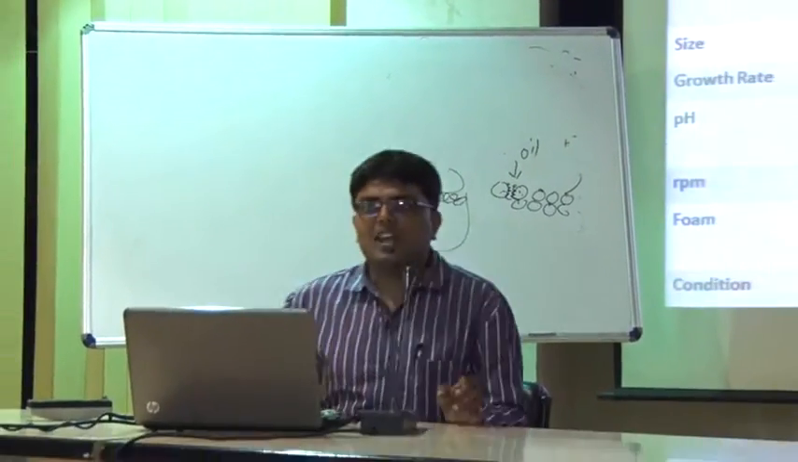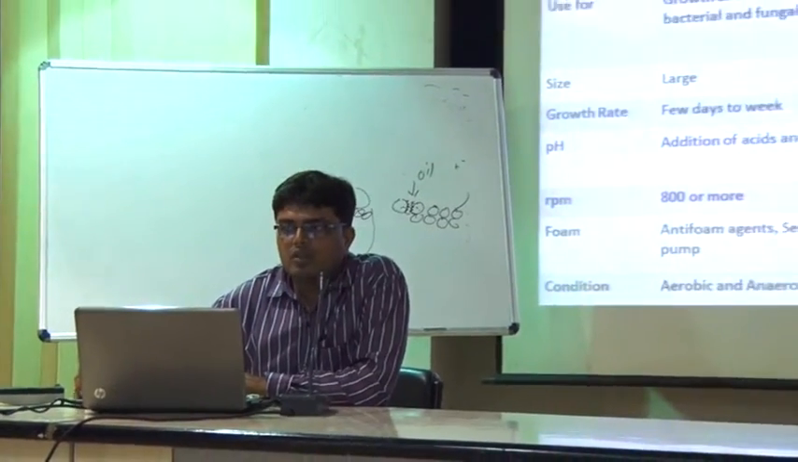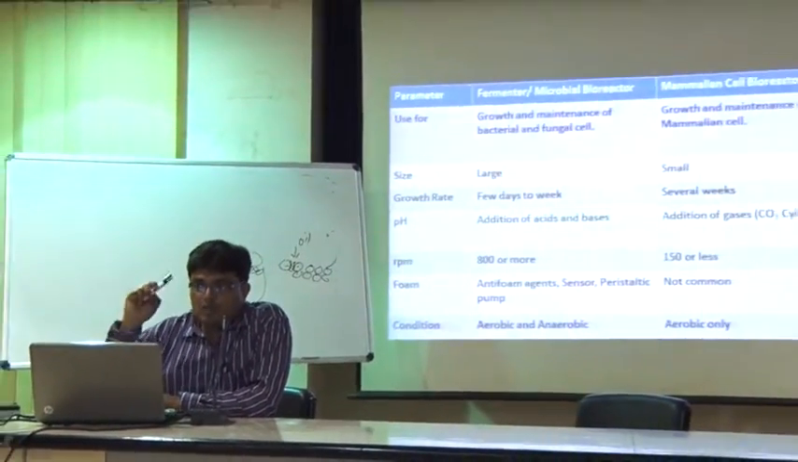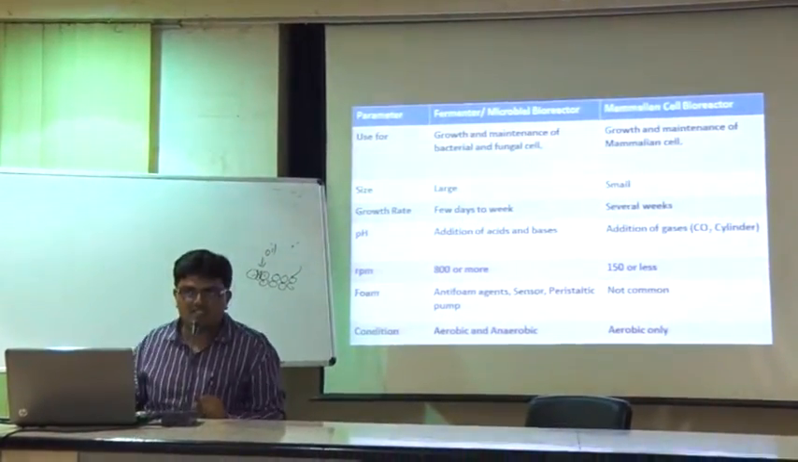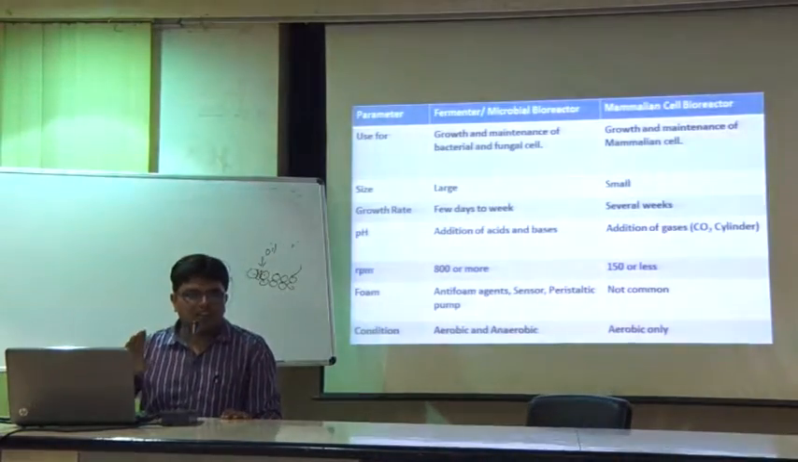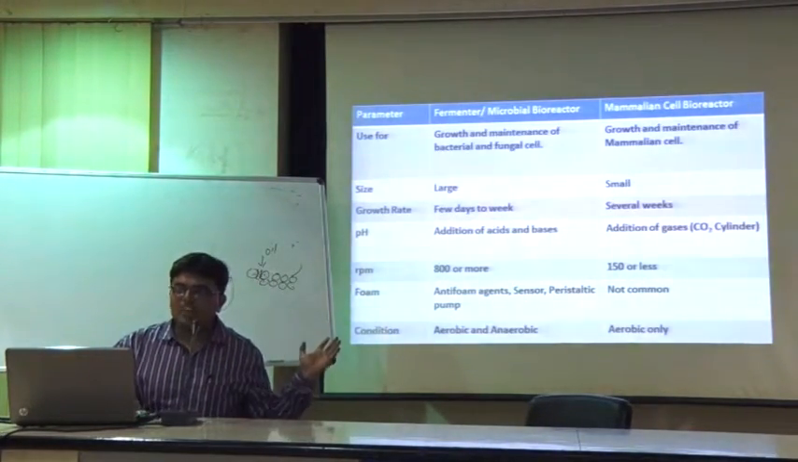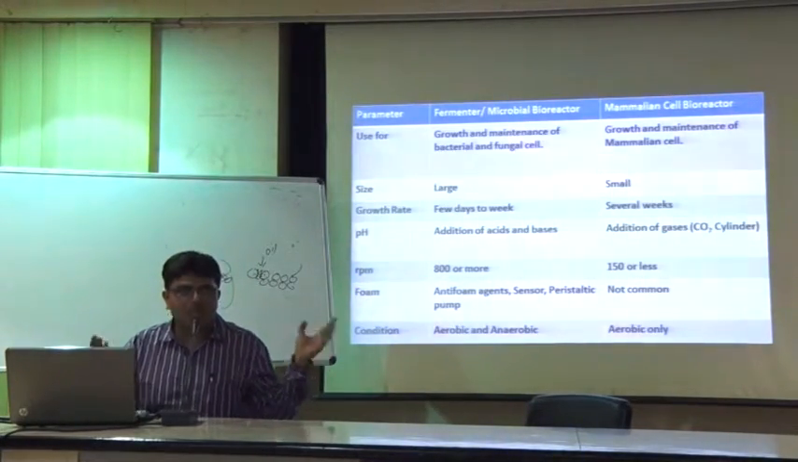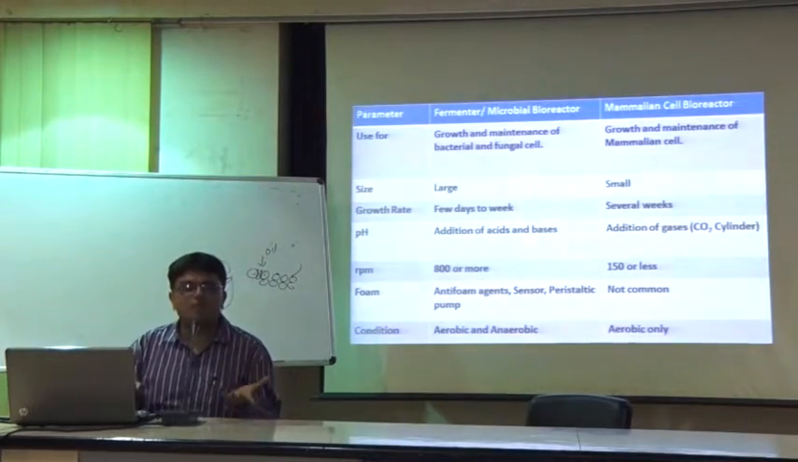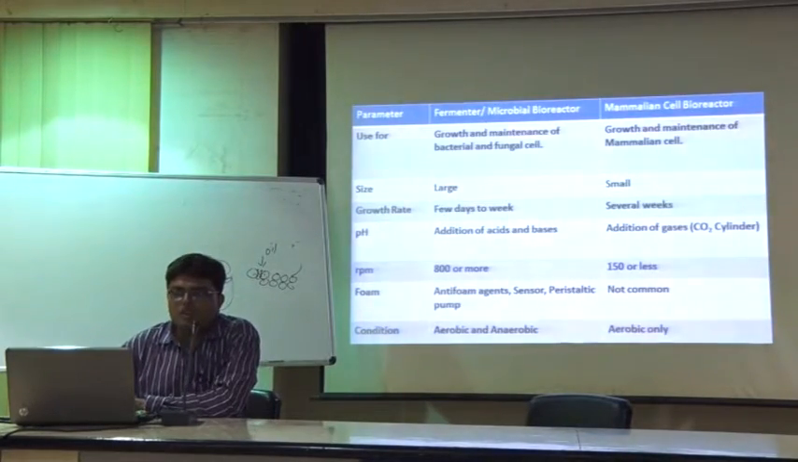In the case of a mammalian cell bioreactor, this phenomenon is not common. Why not common? Can you give me the answer? In the case of a bioreactor, yes, you are right, the foaming phenomenon is not common. The reason is low RPM. You are working at 150 RPM, so the RPM is very low, and there is very little chance that foaming is going to be produced. So the use of antifoam agent is not common in the case of your bioreactor.